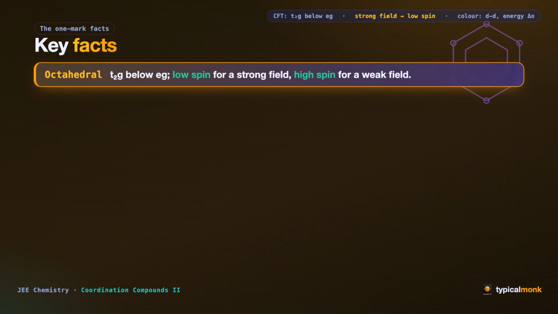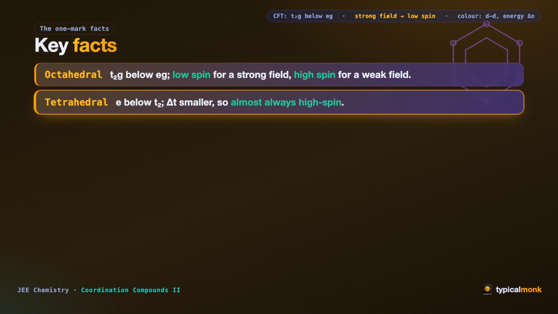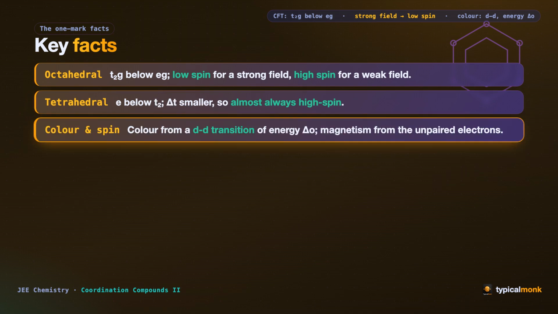Now, the 1 mark facts. Octahedral: the T2 set is below the EG set, low spin for a strong field, high spin for a weak field. Tetrahedral: the E set is below the T2 set, delta T is smaller, so the complexes are almost always high spin. Color and spin: the color comes from a d to d transition of energy delta O, and the magnetism from the unpaired electrons.